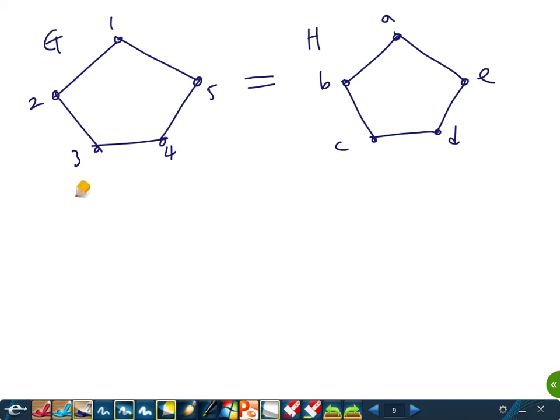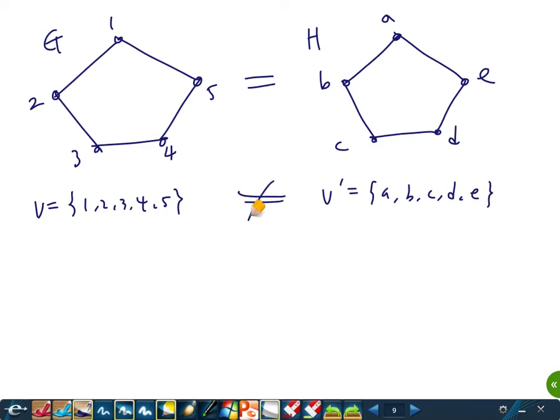Here the vertex set is 1, 2, 3, 4, 5 as before. But here the vertex set is A, B, C, D, E. Obviously they are different. 1, 2, 3, 4, 5 are different from A, B, C, D, E. So they are different graphs if you just use the definition. But are you satisfied with this distinction? They are different graphs, period. What would you say? Do you think they are really different, or their vertices are just labeled with different letters?